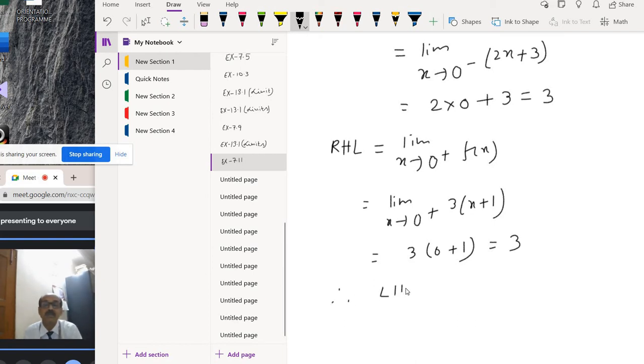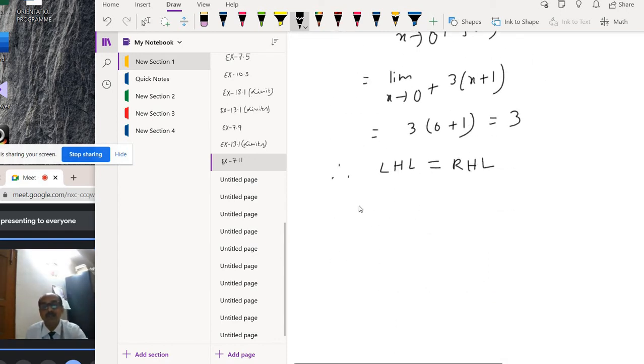Therefore the left hand limit is equal to the right hand limit. So the limit exists at that point. Hence the limit as x tends to 0 of f(x) equals 3. The left hand limit and right hand limit both equal the limit as x tends to 0 of f(x), so it is 3.